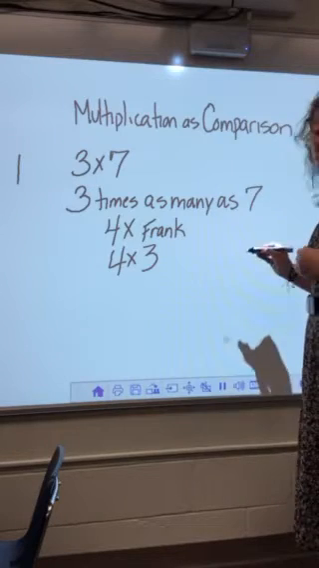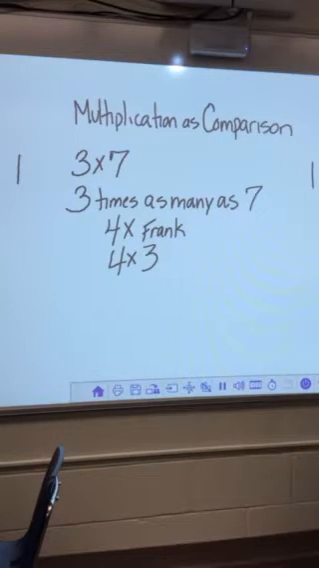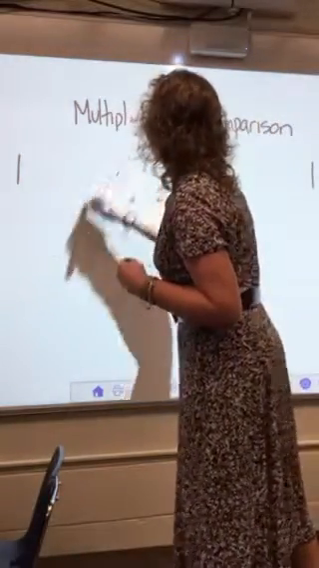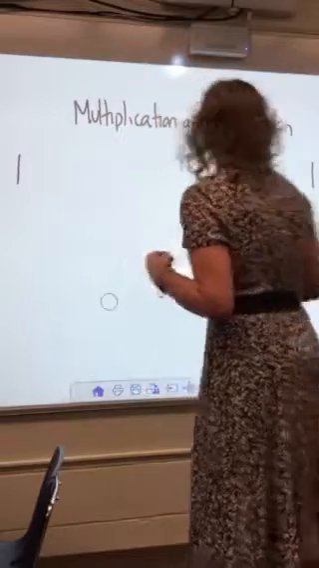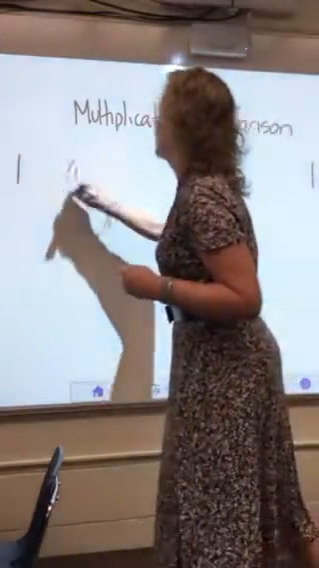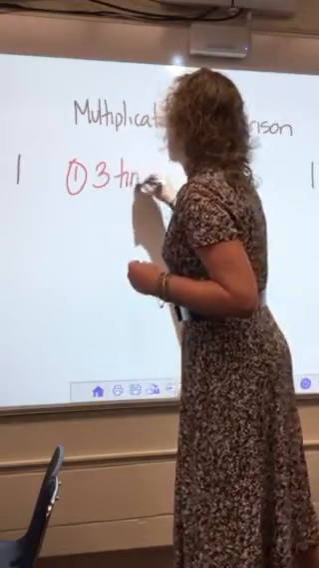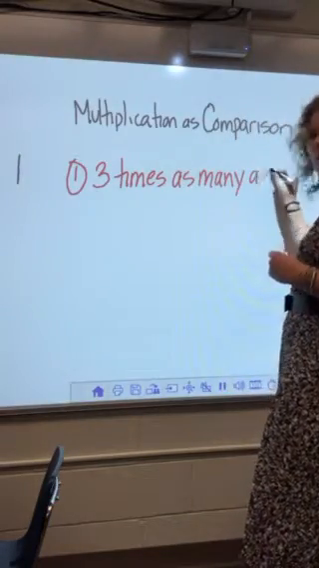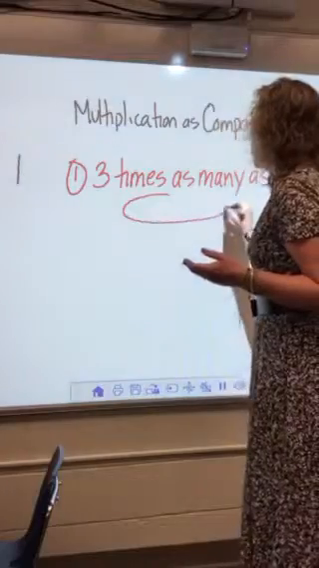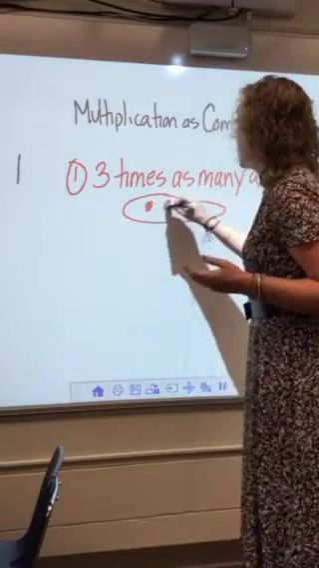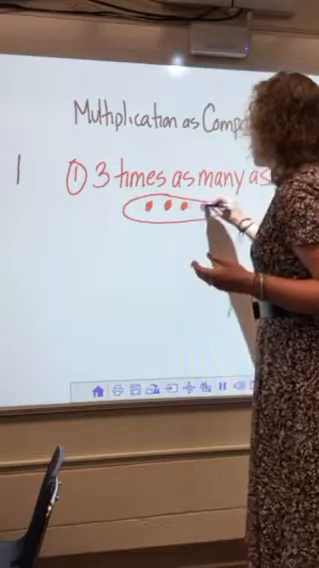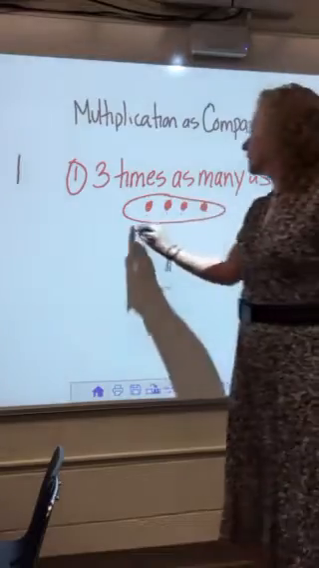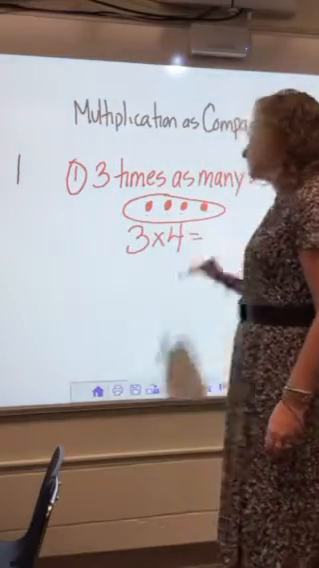I'm going to give you one practice rotation page where you're going to just simply have to, I'll give you examples like this. 3 times as many as, and sometimes I'll put a number here, but sometimes I'm going to put a picture. I might put a picture like this. 3 times as many as what? How many is that? That's 3 times as many as 4.